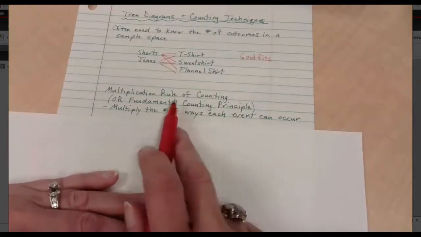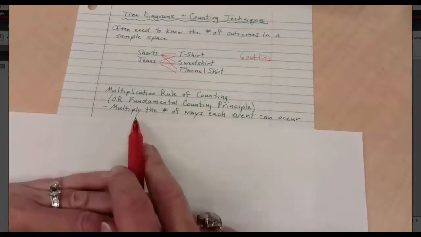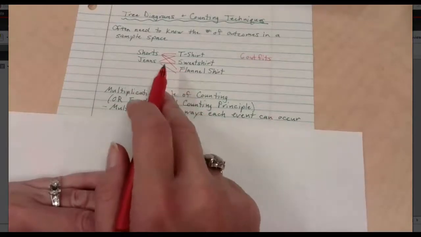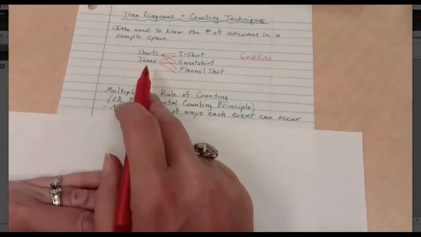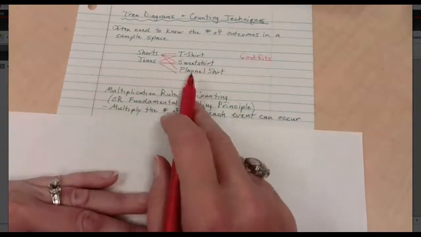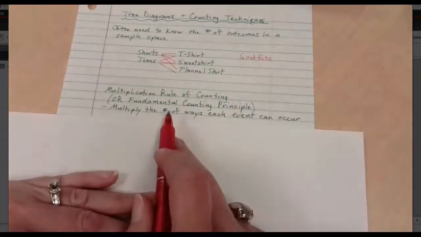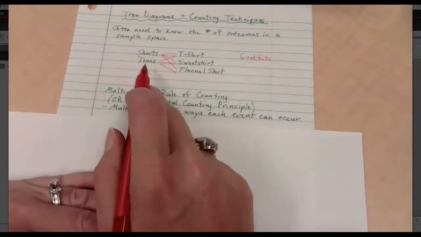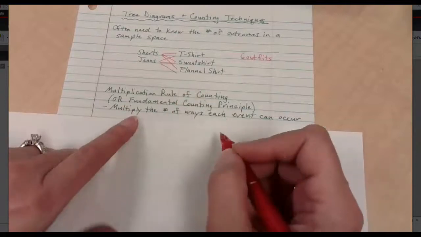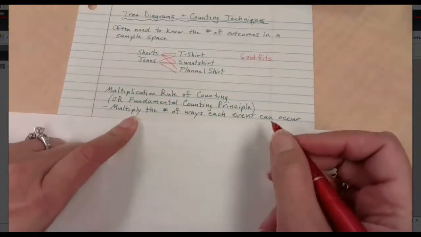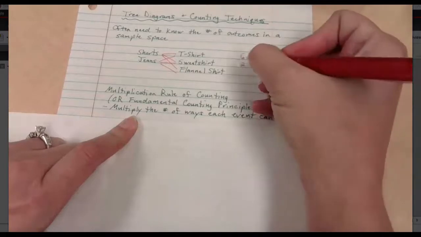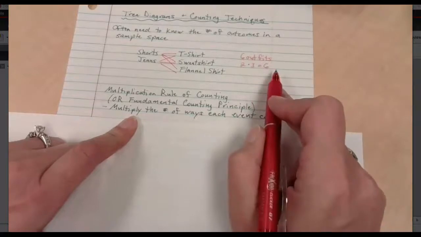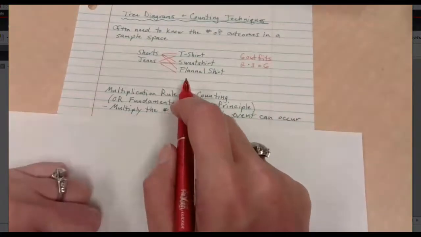But the idea is this: despite all the big words, we are going to multiply the number of ways each event can occur. In this case, we have 2 events. Event 1, we're going to pick something to wear on the bottom half of the body. And event 2, we're going to pick something to wear on the top half of our body. So the number of ways each can occur, well, there's 2 options here for pants and 3 options for tops. And the fundamental counting principle says I just multiply those together. 2 options for the first event, 3 options for the second event, multiply them together. Oh, look, that gets 6, which is the same thing I get by drawing diagrams.